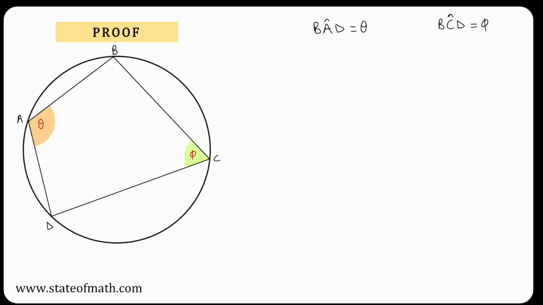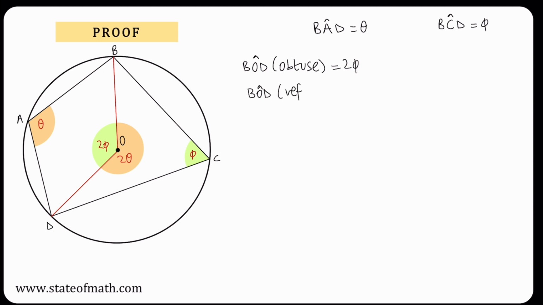In order to proceed with the proof, I will start by considering the center of the circle O, and I will draw the radius from O to B and the radius from O to D. Now we know that because the angle at the center is twice the angle at the circumference, then if this is theta, this angle here should be 2 theta, and similarly the angle BOD, the obtuse angle, should be 2 phi. So BOD, the obtuse angle, is equal to 2 phi, and similarly BOD, the reflex angle, is 2 theta.